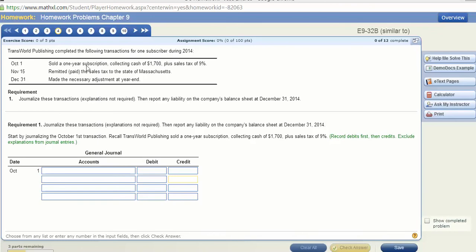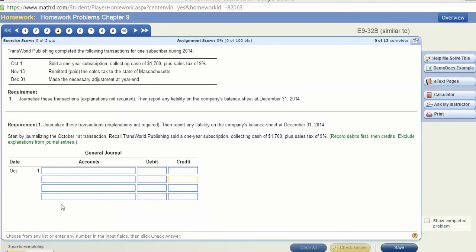On October 1st, you sold a one-year subscription, collecting cash of 1,700, plus you're also collecting sales tax of 9%. And then on the 15th, we remitted the sales tax to the state of Massachusetts. So the sales tax associated with this transaction, we paid to Massachusetts. And then at the end of the cycle, December 31st, we're making the necessary adjustments at year end. What that is, we're adjusting the unearned subscription revenue account to what it should be.